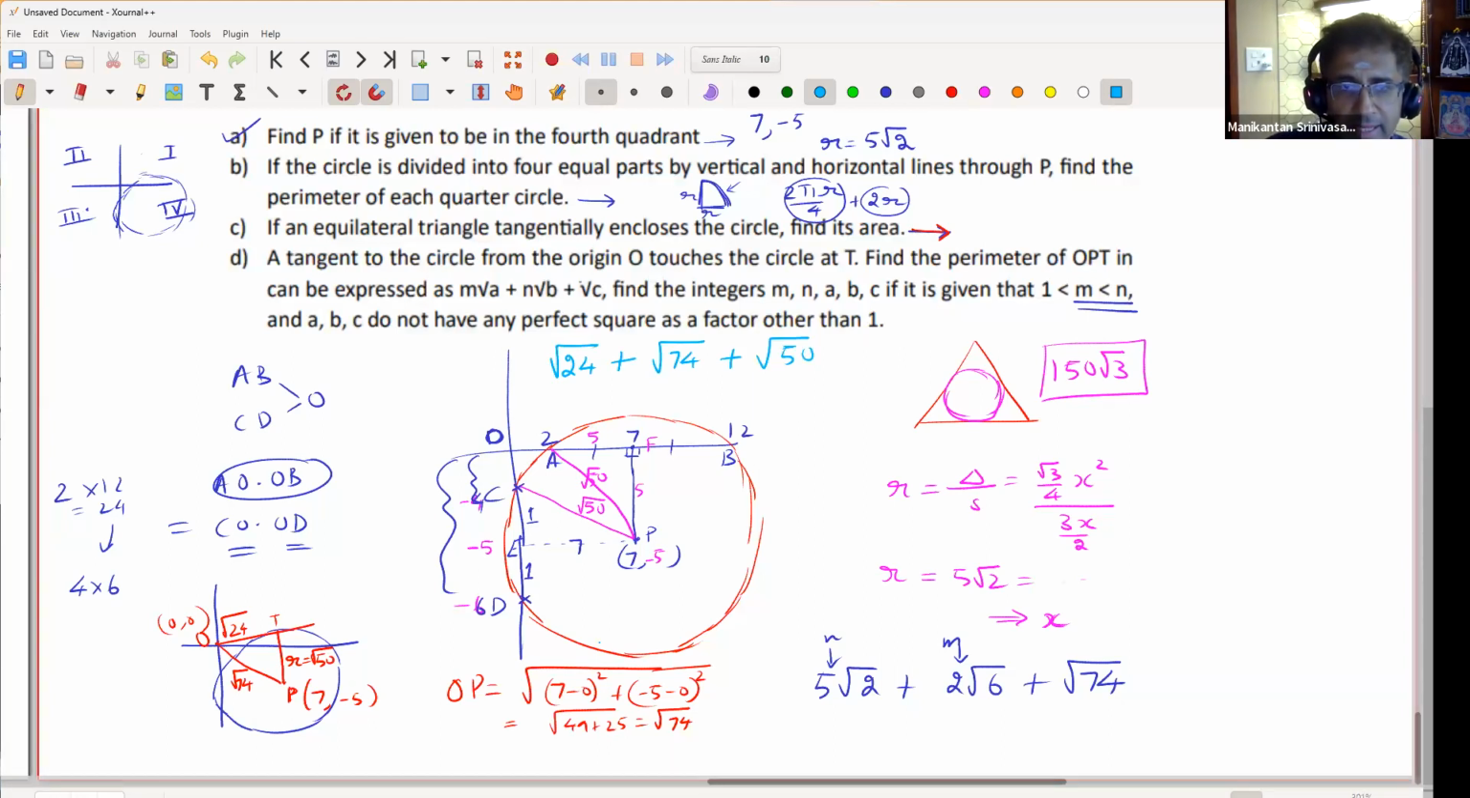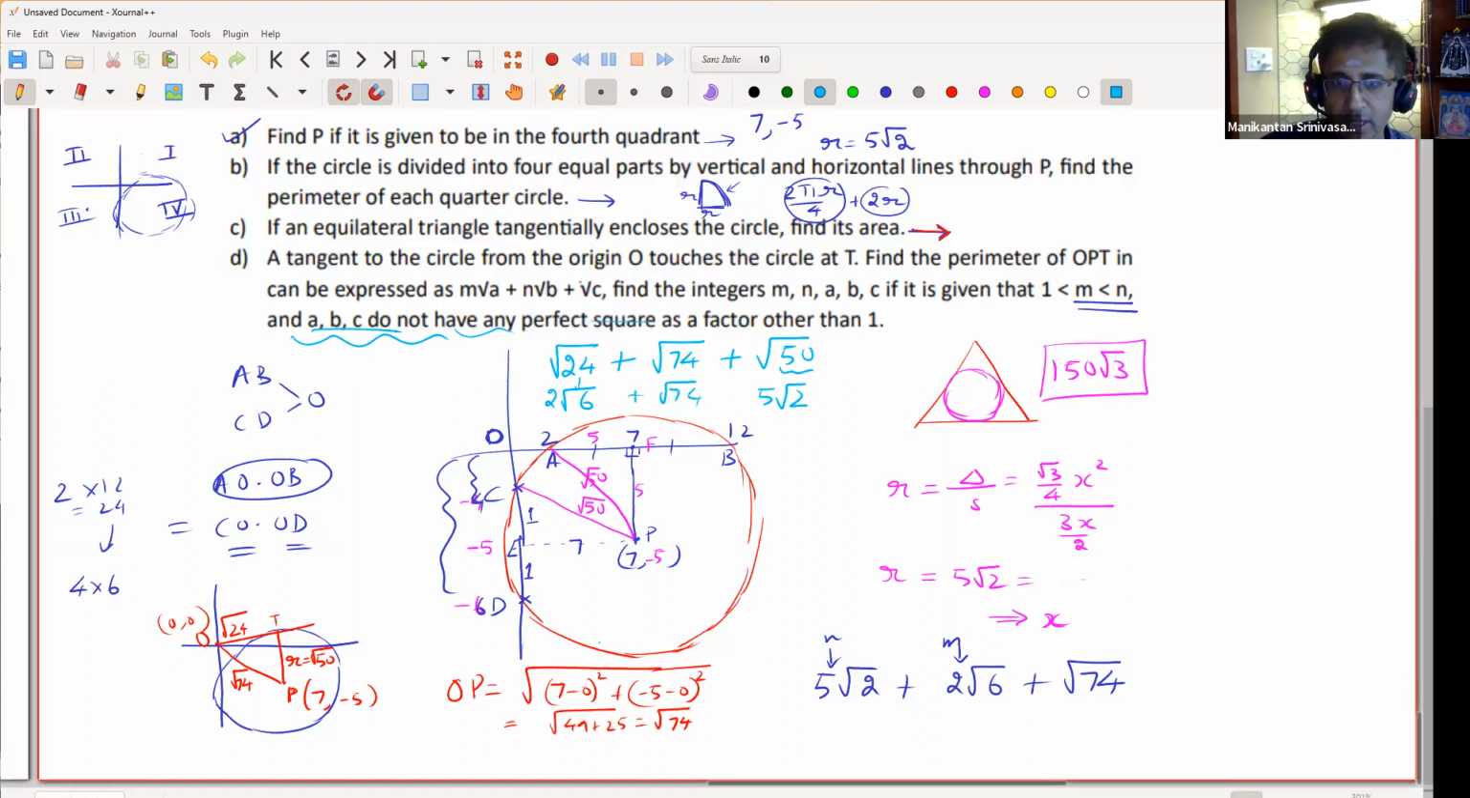When I say A, B, C do not have a perfect square as a factor other than 1, that means right now 50 has a perfect square as a factor, namely 25. You have to take 25 out and bring it as 5 root 2. Similarly, 24 has 4, which is a perfect square and a factor. So all this extra hi-fi stuff is just a complicated way of saying simplify. Get out of the roots anything that you can get out.